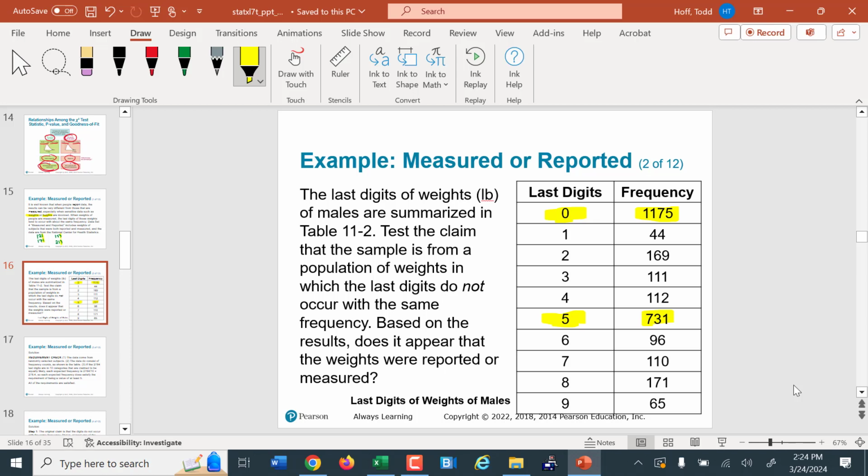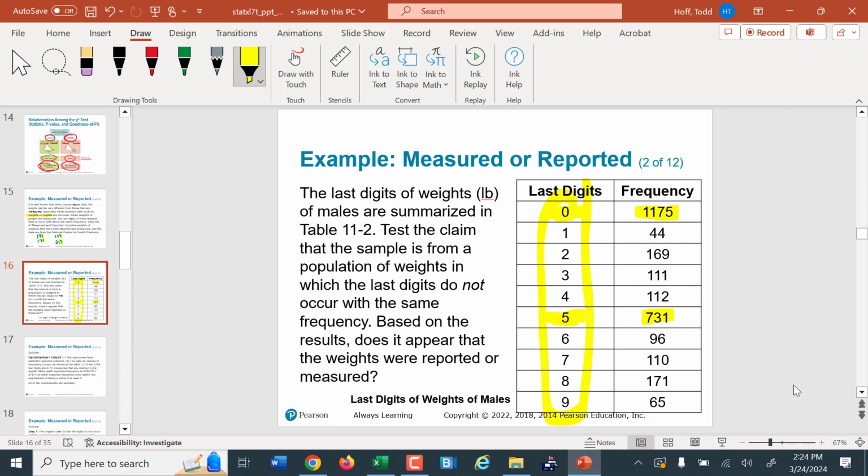If you remember, if they were measured weights, each of these digits, the last digit of the numbers, would occur with equal frequency. So let's test to see if there's a significant difference between these observed frequencies and what we would expect if these were measured weights.